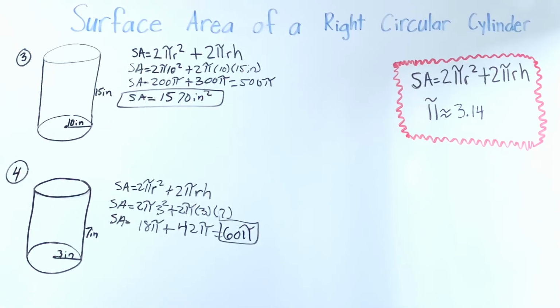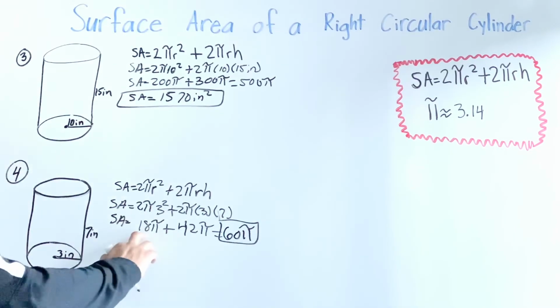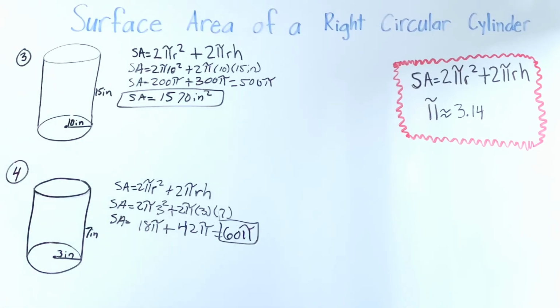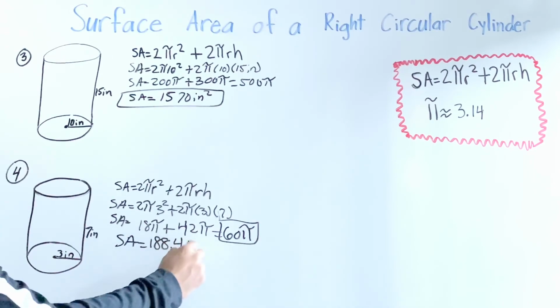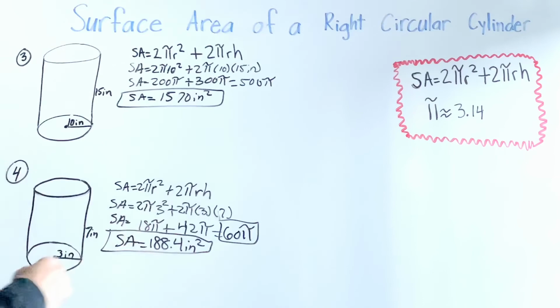If your teacher doesn't want you to leave it as pi, you can multiply 18 times 3.14 plus 42 times 3.14, and when you multiply all that and add it at the end, your answer is going to be 188.4 inches squared. Okay, and once again, if it's still confusing how I did it because I skipped so many steps, look at examples 1 and 2 as many times as you need to, so you can learn how to get the surface area.